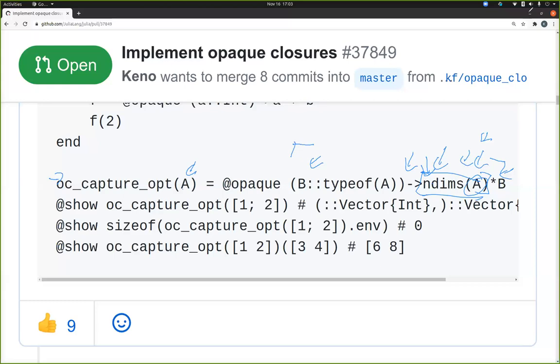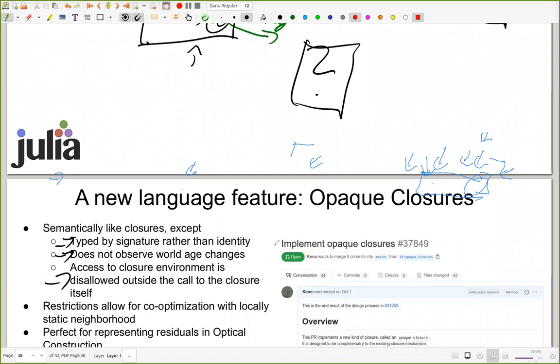Let me go back to this. I'm still annotating in Zoom, so I can't scroll. Let me stop that. Nope. How do I stop annotating?